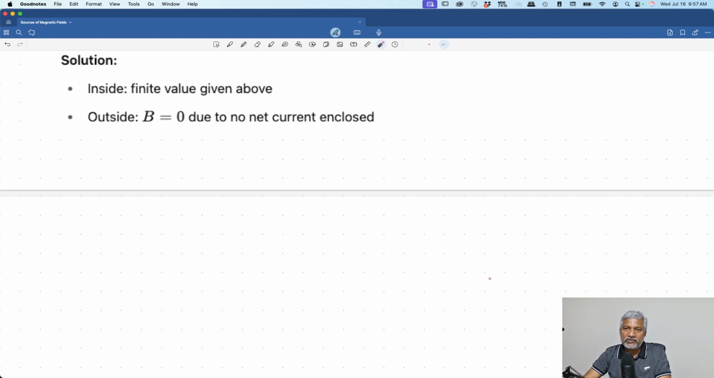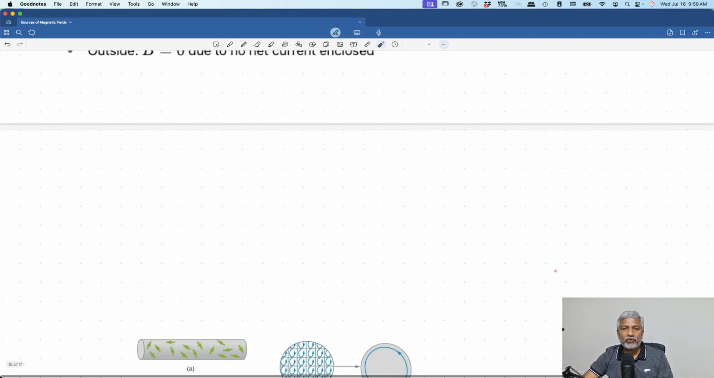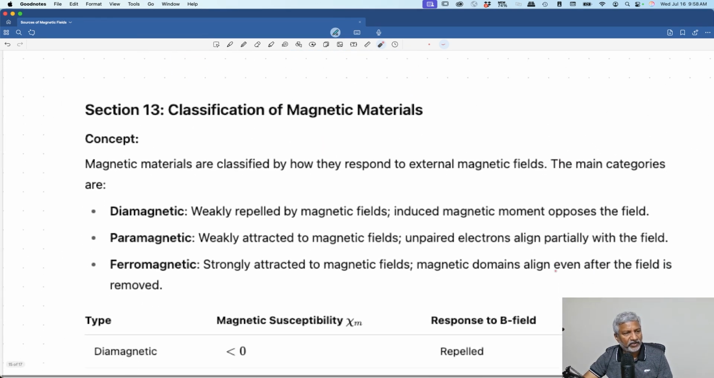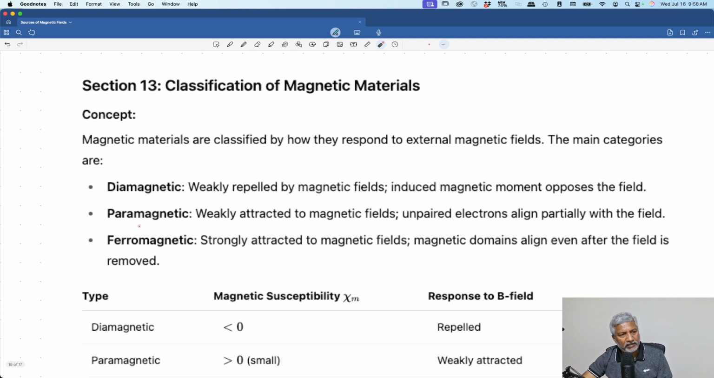So to finish off this chapter, I wanted to talk about 3 kinds of magnetic materials. Not going too deep, there are 3 kinds of magnetic materials, and they are diamagnetic, paramagnetic, and ferromagnetic. Now, diamagnetic materials are weakly repelled by magnetic fields. So that's because when you put a diamagnetic material in a magnetic field, inside it you have a magnetic field that's opposing the field in which it is kept. Okay.